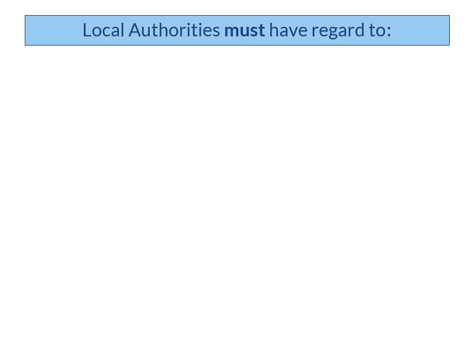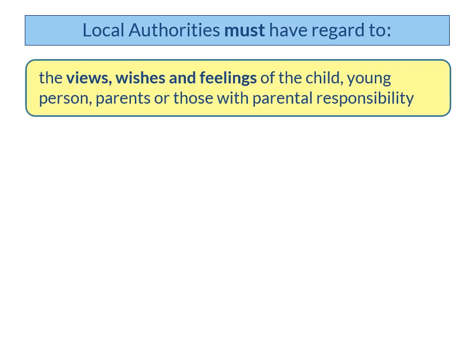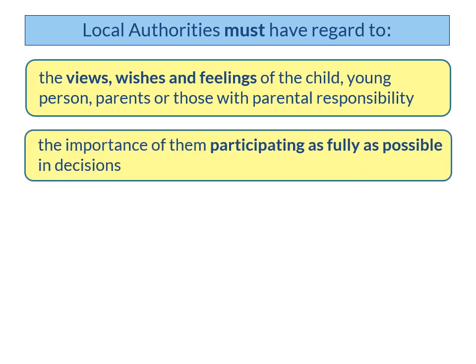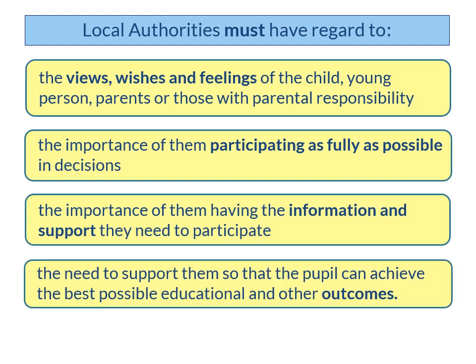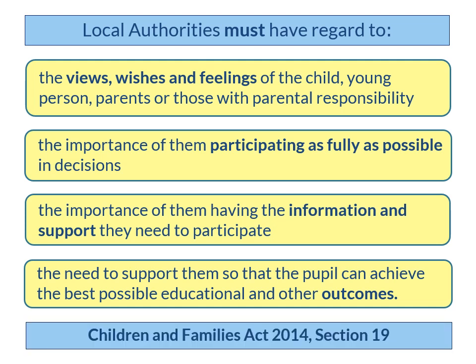Section 19 of the Children and Families Act states that local authorities must have regard to the views, wishes and feelings of the child, young person or adult, and their parents or those with parental responsibility. And they must have regard to the importance of them participating as fully as possible in decisions around the child or young person, and the importance of them having the information and support they need in order to participate, and to support them so that the pupil can achieve the best possible educational and other outcomes. An outcome is what everyone wants your child to be able to do with agreed support in a set period of time.